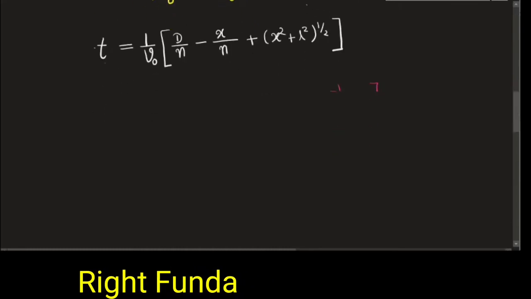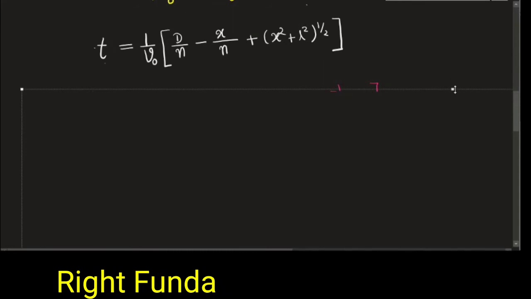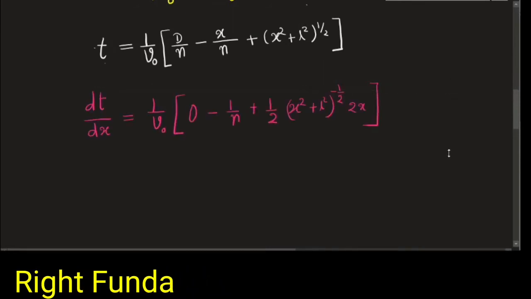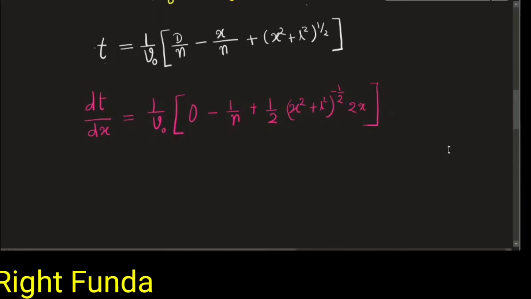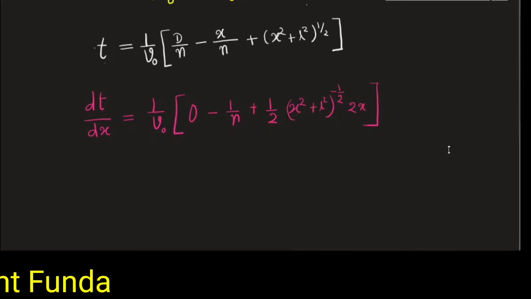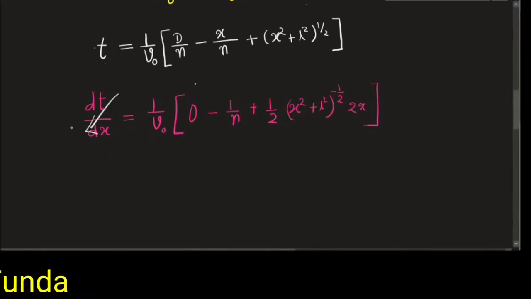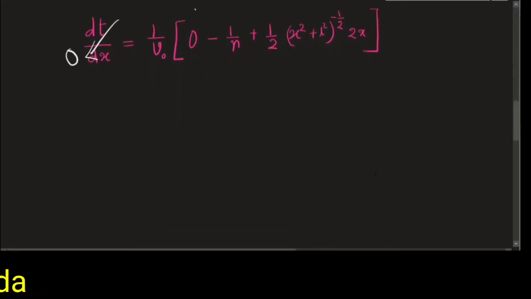So I'll say I require dT by dX. Let's calculate dT by dX. If you calculate dT by dX, you get this. The first term's derivative is 0, the second term's derivative is 1, and then half into this to the power minus half, and the derivative of the bracketed quantity is 2X. So this quantity needs to be equal to 0 if T has to be minimum.